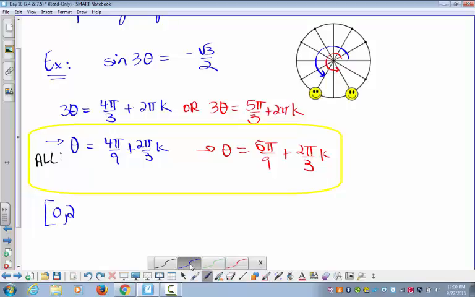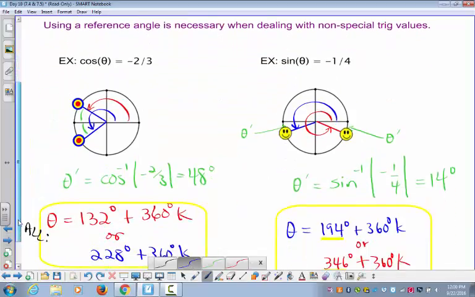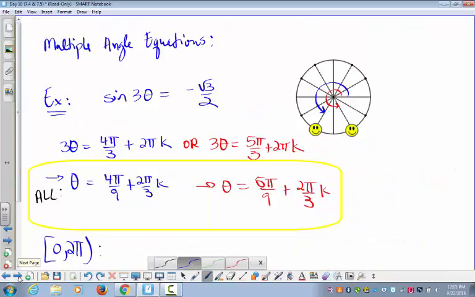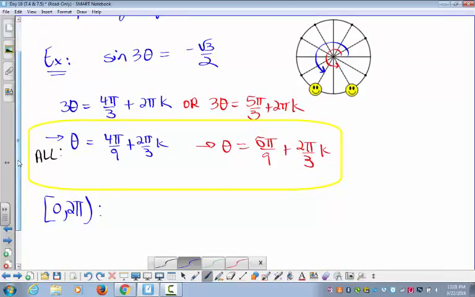If we want the solutions between 0 and 2 pi, here, it's a little more complicated than here. How many solutions between 0 and 2 pi do we have here? 2. Here, we had 2. When we look here, there's not 2. If the angle theta is multiplied by 3, we took that answer and divided it by 3. So there are going to be 3 answers between 0 and 2 pi for each of these smiley faces.